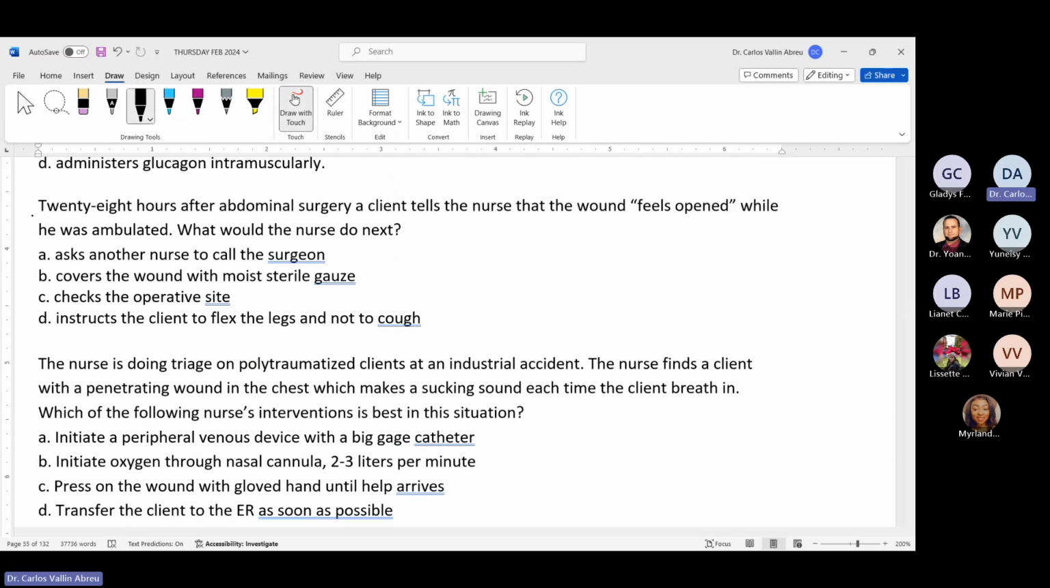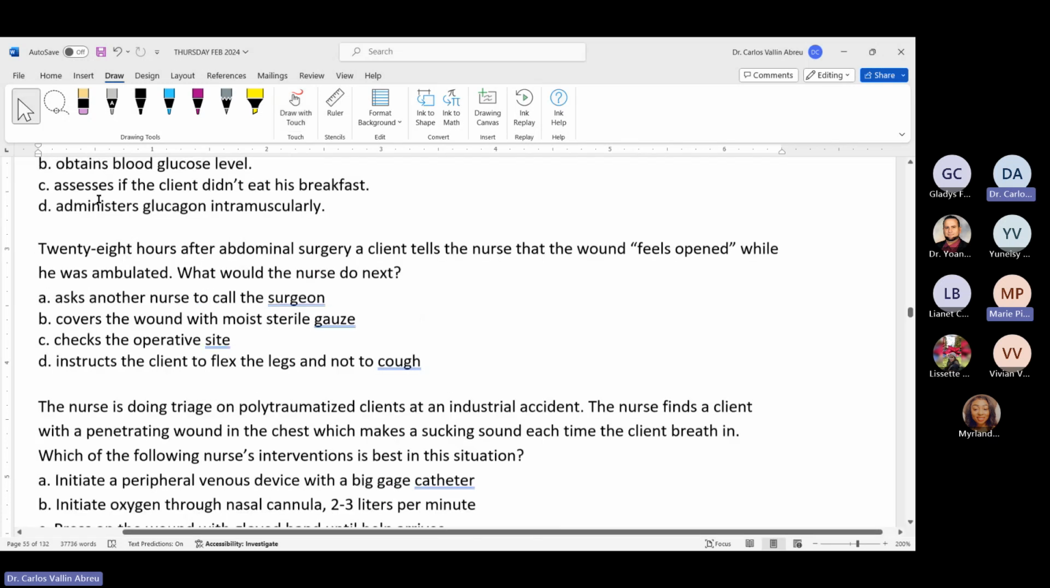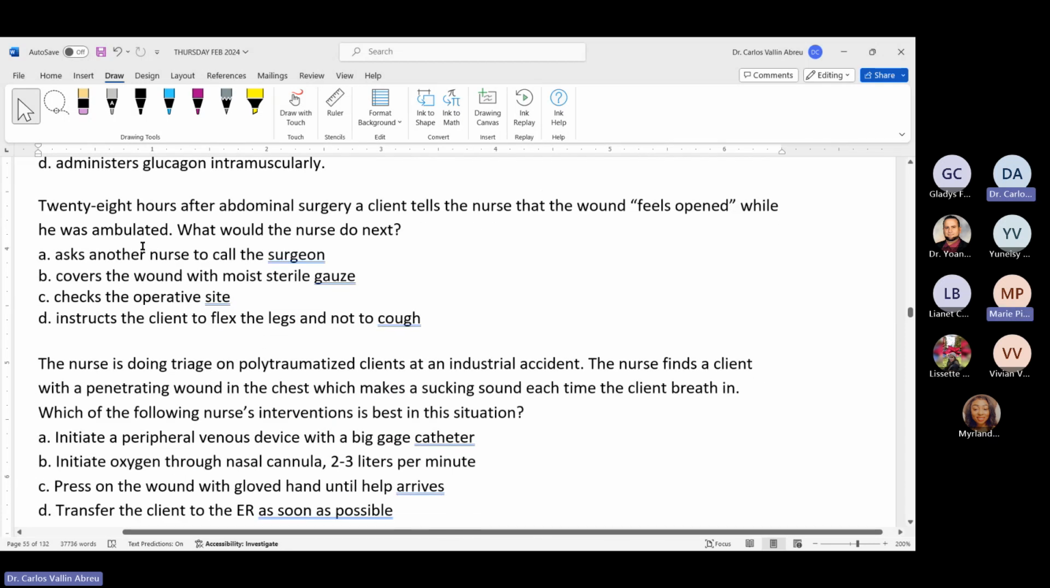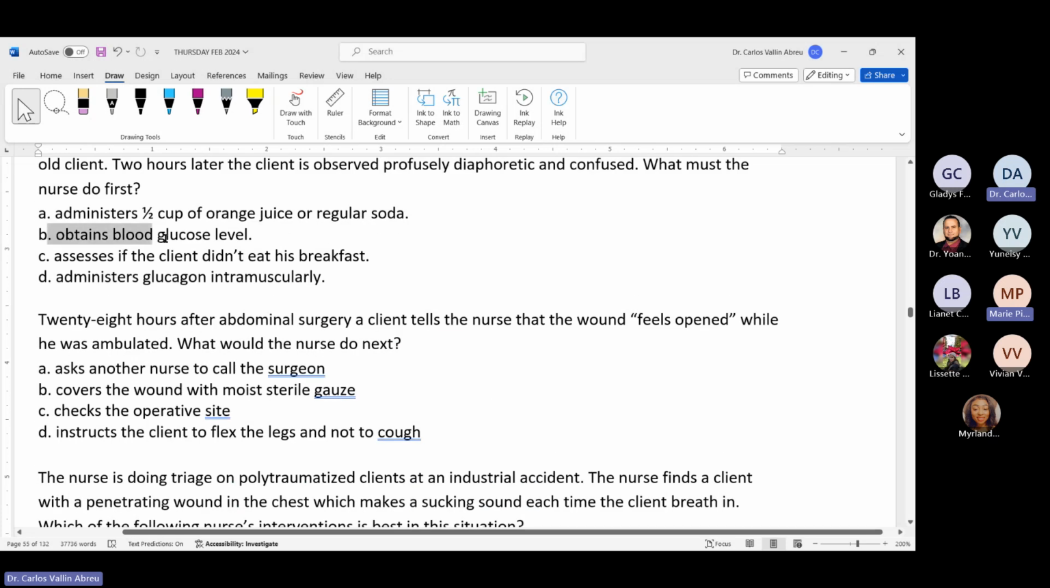It's important. Okay. I was going to choose check the blood glucose. Okay. So this is the correct. Oh, the blood glucose is the correct one. This is the correct. Okay, thank you.